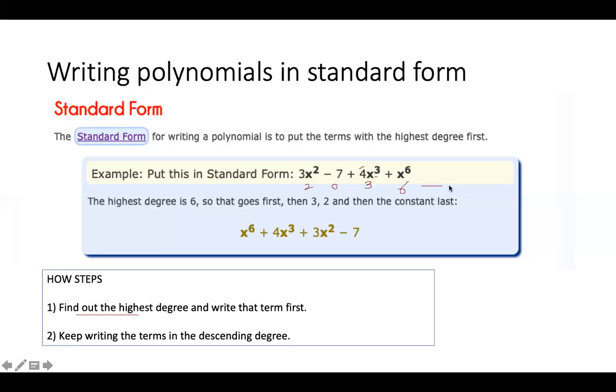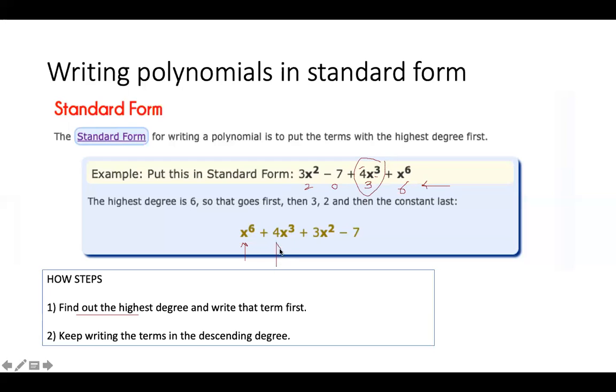So find out the highest degree and write that term first. Looking over here, I know that x raised to 6 has the maximum degree. So what I'm going to do is write this term first. Okay? So what is the next step? Keep writing the terms in descending degree. Okay? So after 6, what is the greatest number after 6 over here? Exactly, 3. So we write this term next.